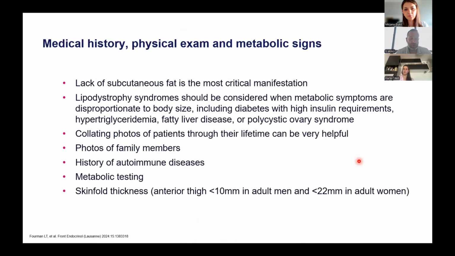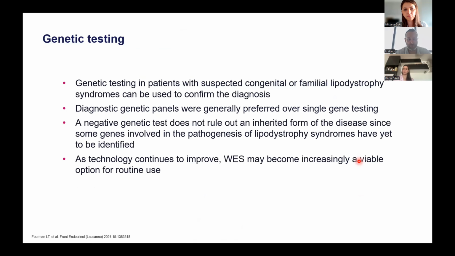Skin fold thickness is something that you can do in the exam room. But one thing to keep in mind, these values, for example, anterior thigh skin fold values listed here, are just some percentiles of normal. They are not diagnostic. They are just good for screening. This is just something that can help to strengthen your suspicion about the disease. They are not going to make the diagnosis for you.